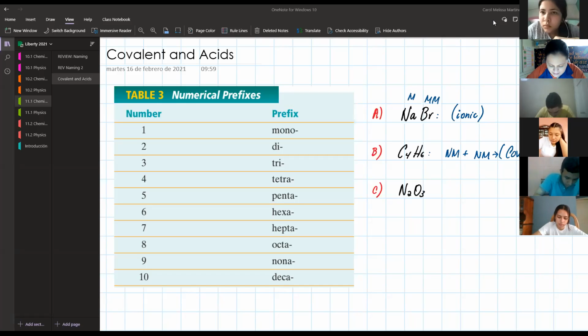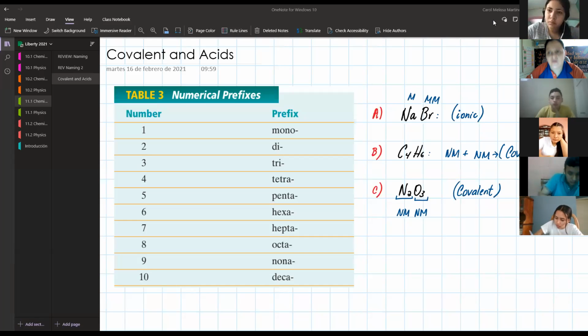Now, the third example. N is nitrogen. Nitrogen, is it metal or non-metal? Non-metal. Oxygen, is it metal or non-metal? Non-metal. Therefore, it is covalent. Okay. That's how you know if it's ionic or covalent. That's why you have your periodic table with you, to see if it's a metal or not.